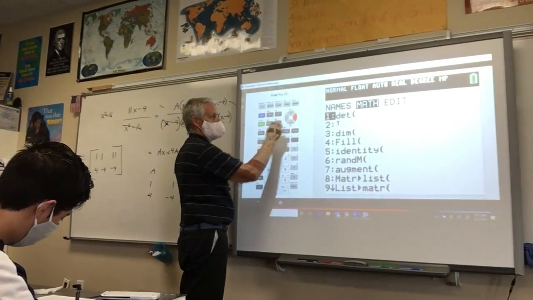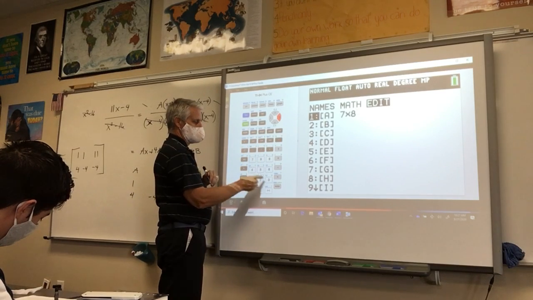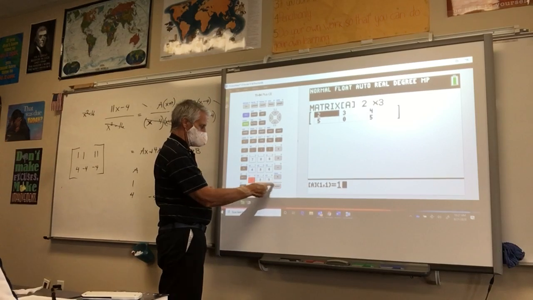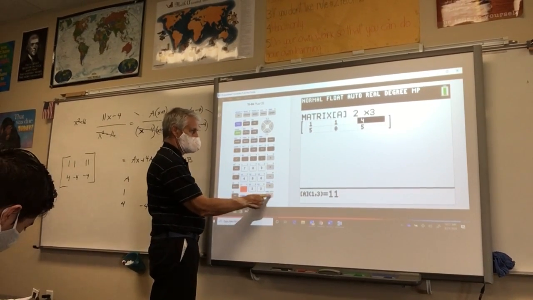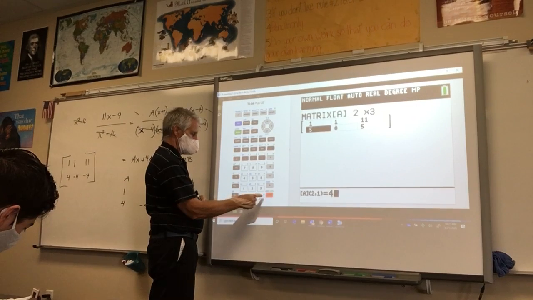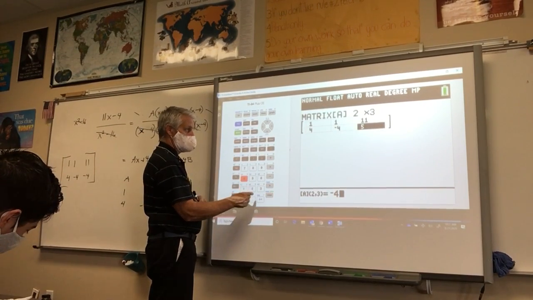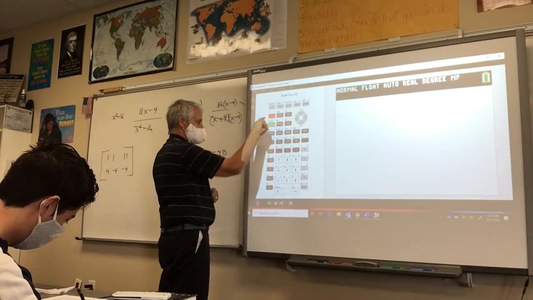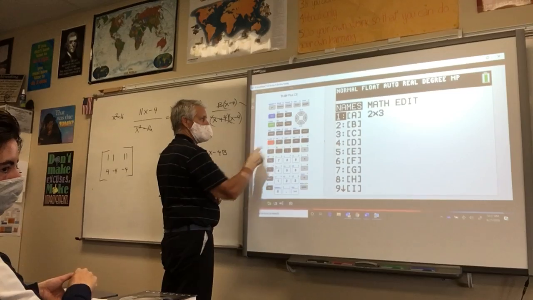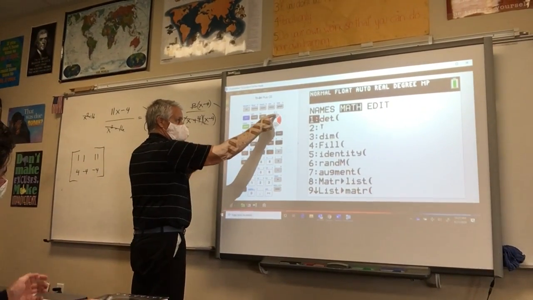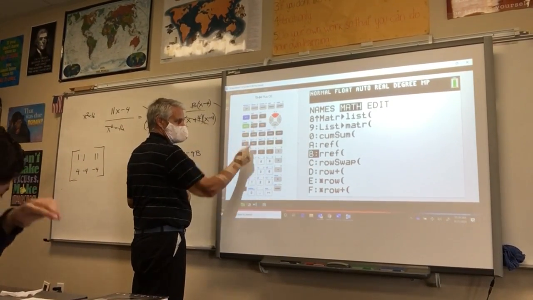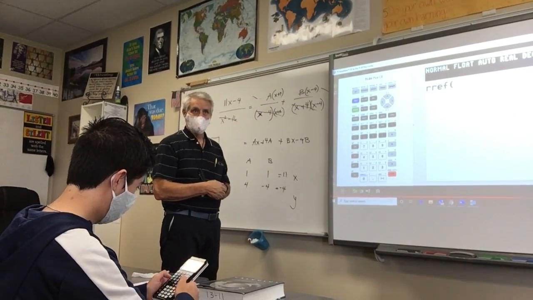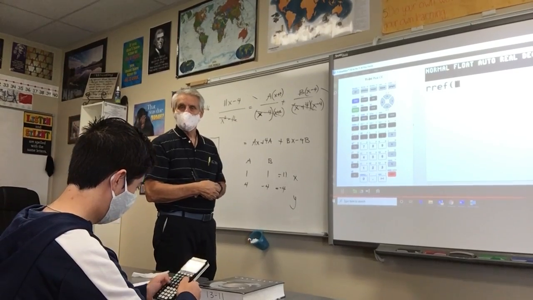So what's the size of my matrices? 2 by 3. 1, 1, 11, 4, -4, -4. Second matrix, I'm going to go over to math and up to RREF. With a 2 by 2, it's not a big deal that you use RREF, but when you get into a 3 by 4 and a 4 by 5, you want to know what you're doing.